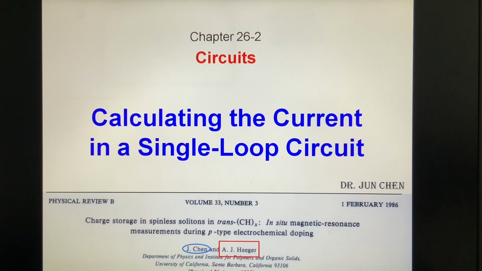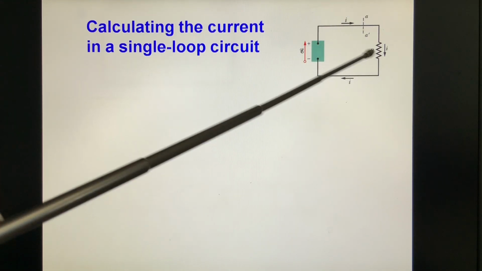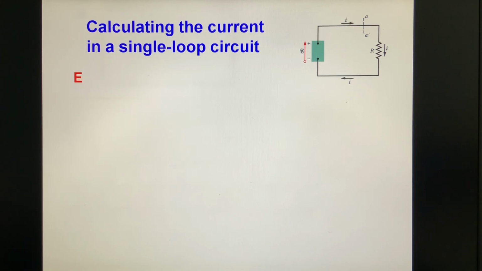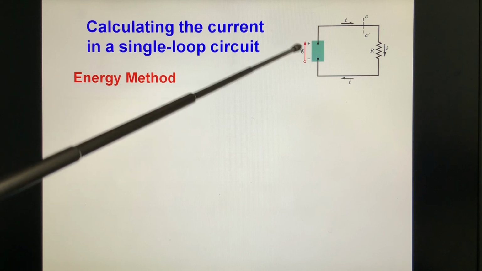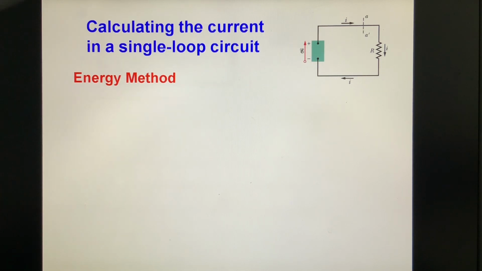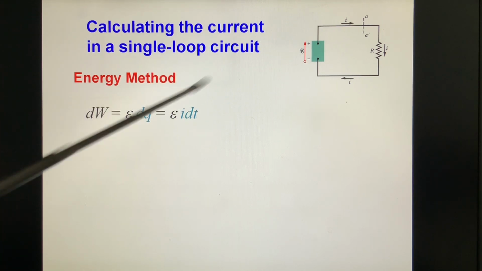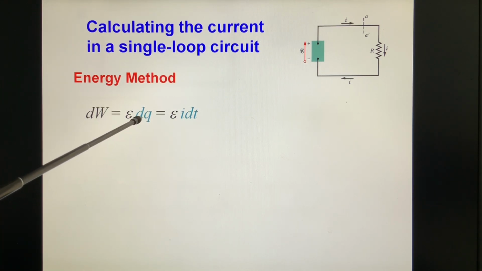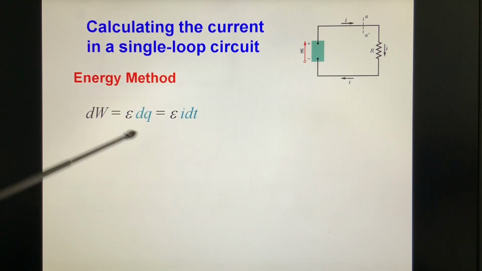Calculating the current in a single loop circuit. This is a single loop circuit. We use the energy method. The energy produced in an electromotive force device is, by definition, the work done: epsilon dq. It moves dq from negative to positive with the work dW. And dq, from this point of view, is I dt.